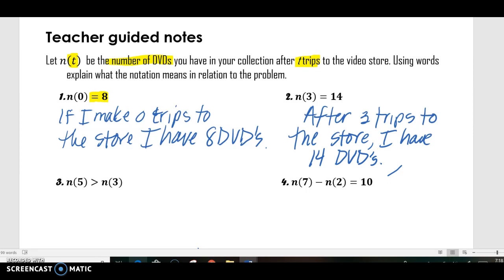Okay, number 3 is a little bit different. So notice this time we don't have a total number of DVDs, but this one says after 5 trips to the store, I have more DVDs than I had after 3 trips to the store. Write that down.